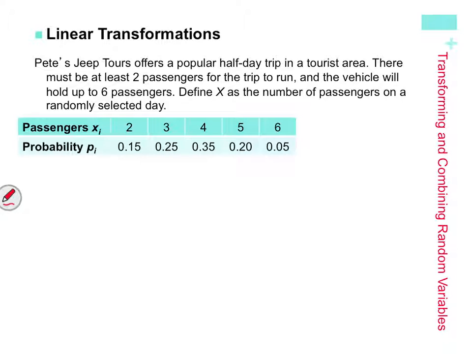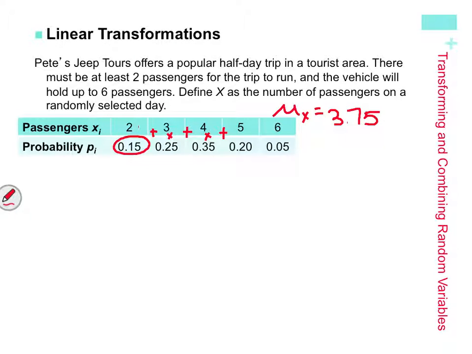So now we know how to find our mean and our standard deviation of this, right? The mean is found by taking your expected value, right? Taking your number of passengers, multiplying it by your probability, and then adding all of them, right? So 3 times 0.25 plus 4 times 0.35, and getting the sum of all of them, okay? So that's going to be 3.75, okay?